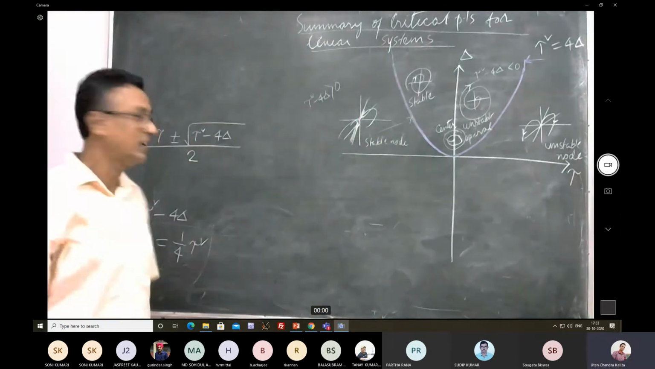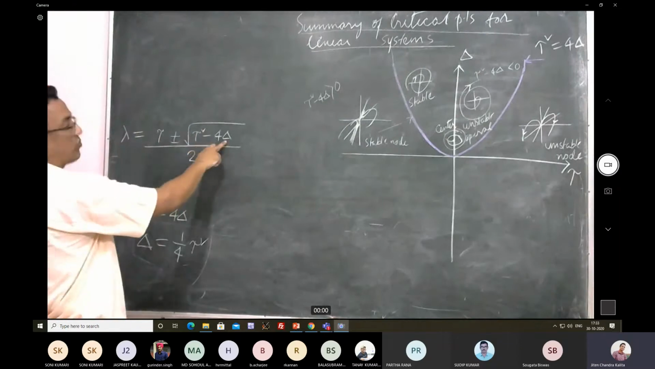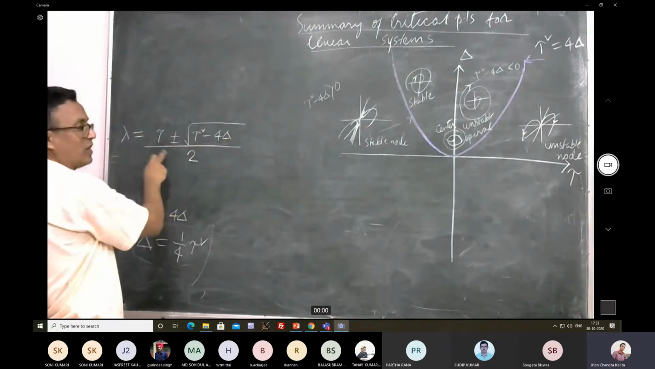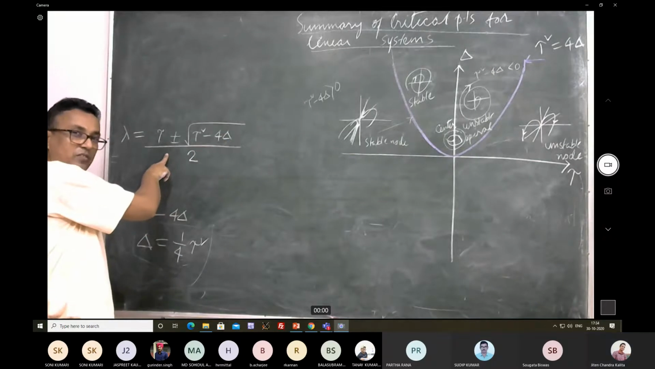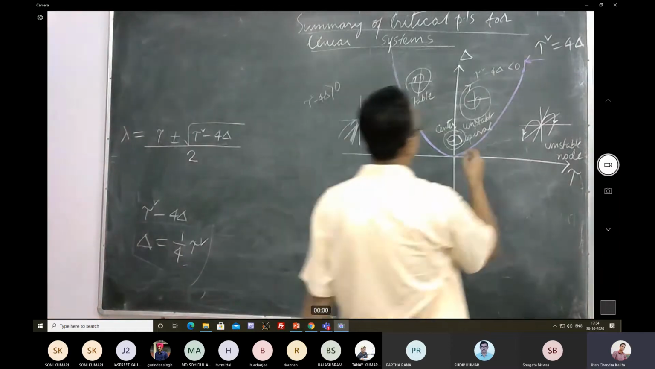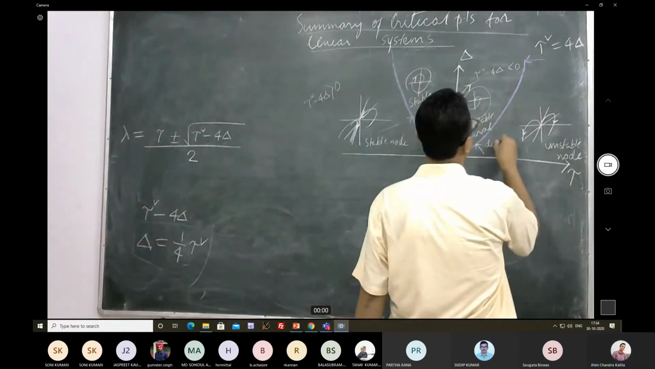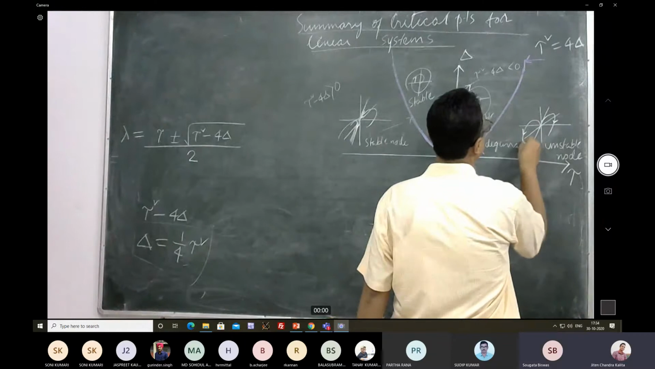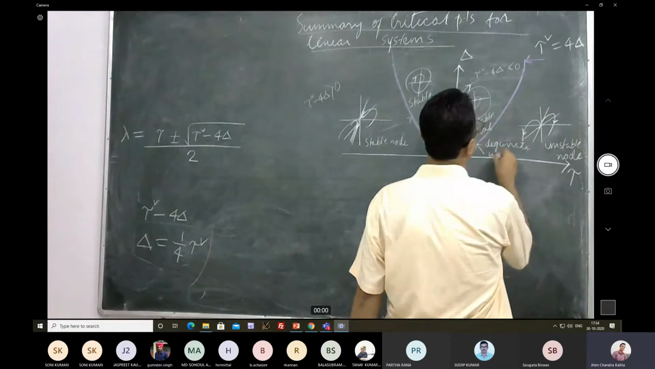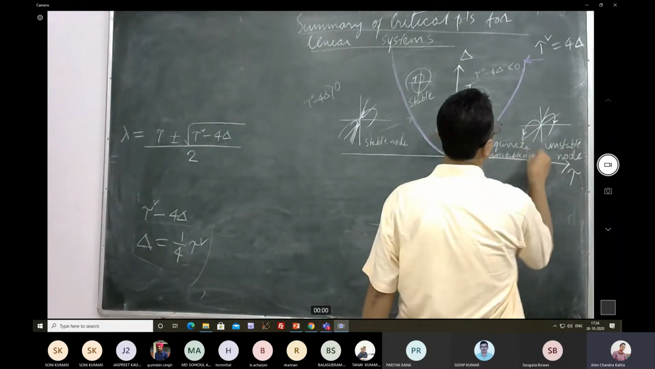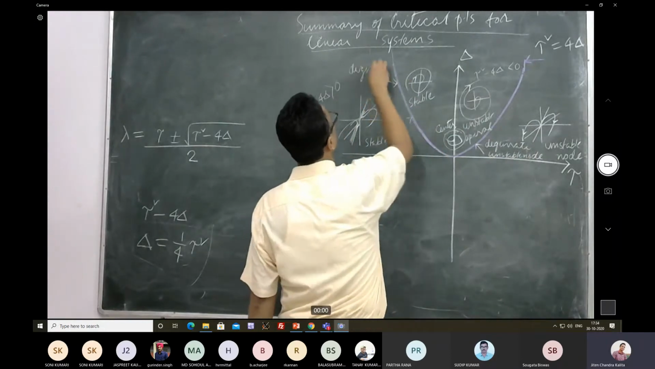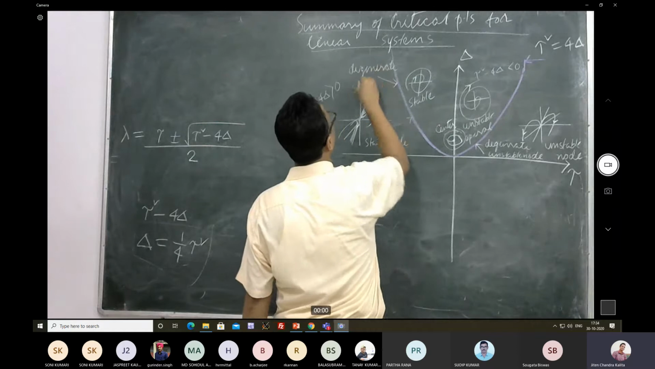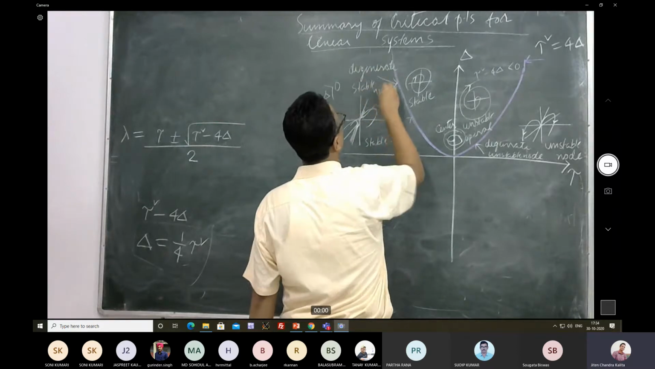Okay, fine. And when tau square equals 4 delta, then I am going to have equal roots, isn't it? Real roots which are equal. So for equal roots, what do we get? We get degenerate nodes. Here it is going to be unstable degenerate node, and here it is going to be stable degenerate node.